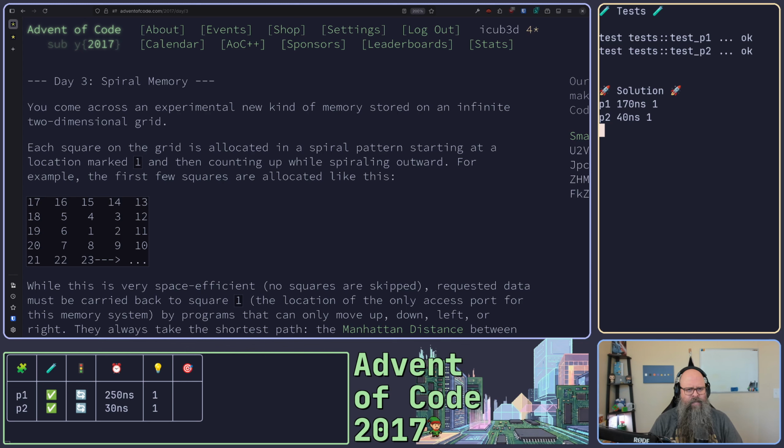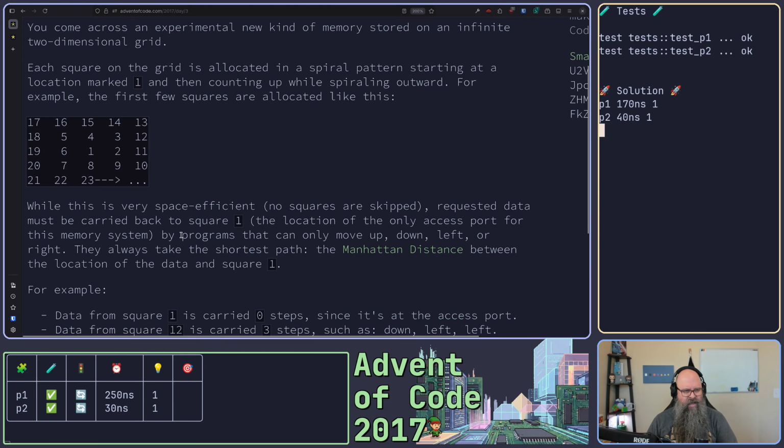You come across an experimental new kind of memory stored on an infinite two-dimensional grid. Each square on the grid is allocated in a spiral pattern starting at a location marked 1 and then counting up while spiraling outward. For example, the first few squares are allocated like this. Okay, 1, 2, 3, 4, 5, 6, 7, 8. Yeah, so it's a spiral like this.